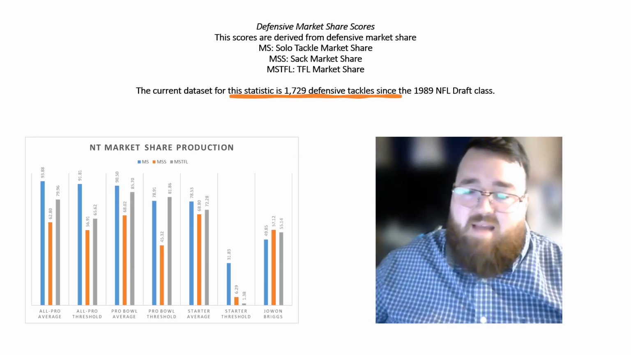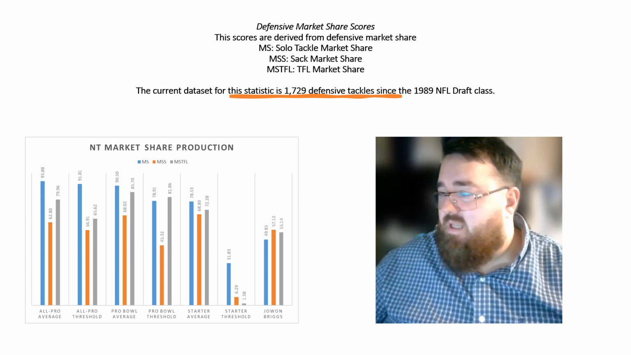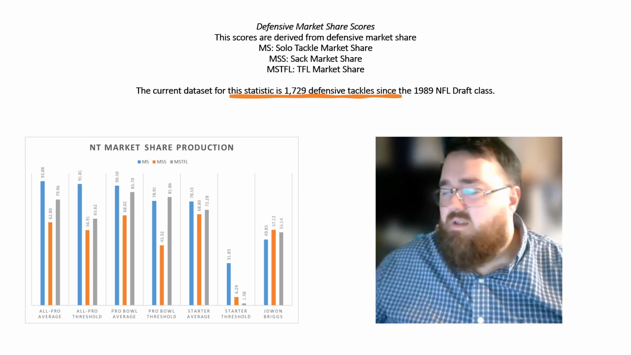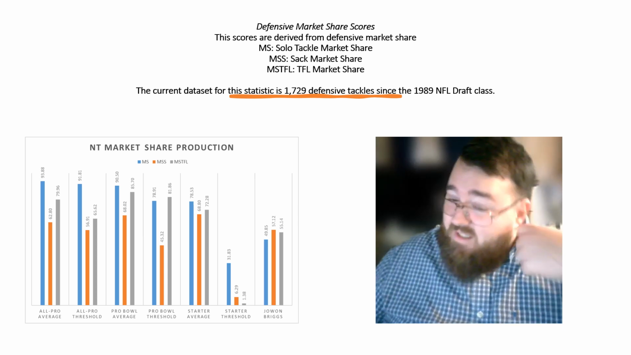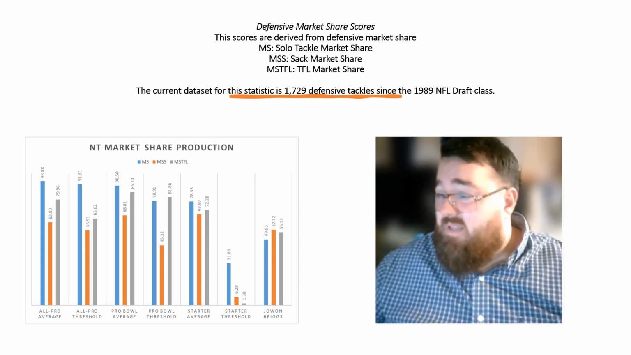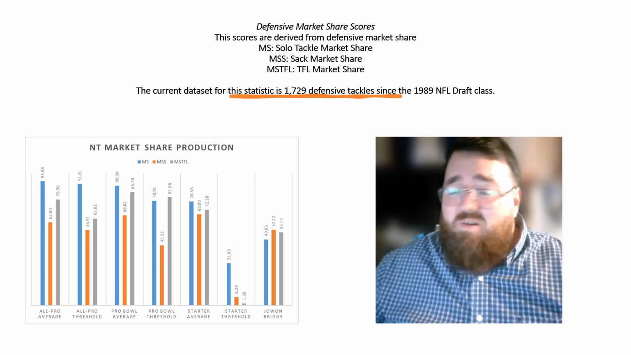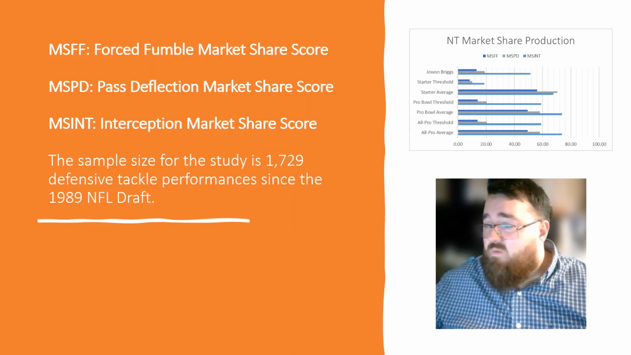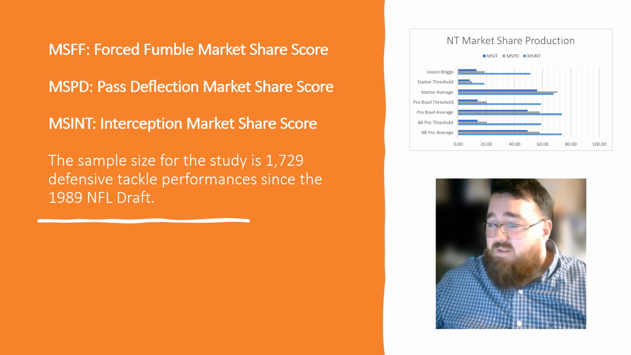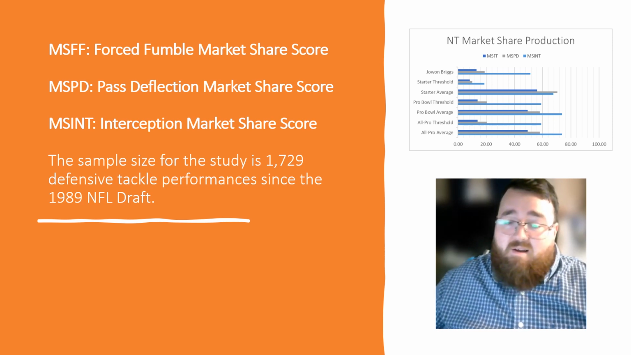Now, based on his production traits, he basically was an average production guy as a nose tackle prospect. And when you look at the starter averages, the Pro Bowl averages, and the All Pro averages at the defensive tackle or nose tackle position, he doesn't quite hit those numbers that he needs to hit. When you look at his other production traits in terms of forced fumbles, pass deflections, and interceptions, he doesn't hit the numbers he really needs to hit there either.